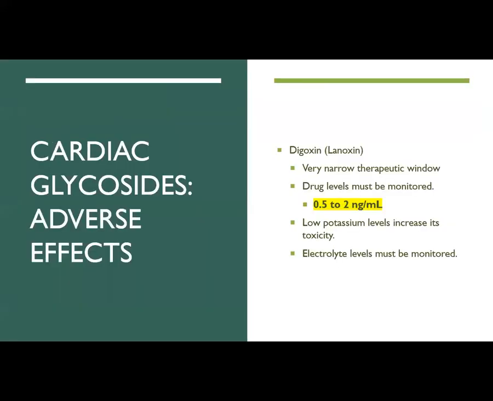So digoxin is one of those drugs that NCLEX loves to ask us about, so it's one you really want to get a good understanding of. It has a very narrow therapeutic window, and drug levels must be monitored. The drug levels are 0.5 to 2. Low potassium levels increase its toxicity, and electrolyte levels must be monitored. So make sure that you know your level for digoxin. For example, if somebody was preparing to give digoxin and the level is 3 ng/mL, you would want to hold it and notify the physician.